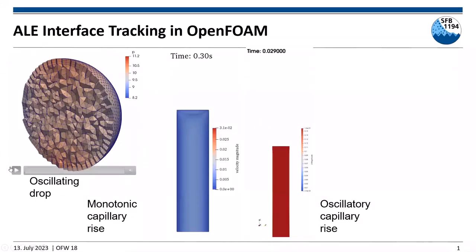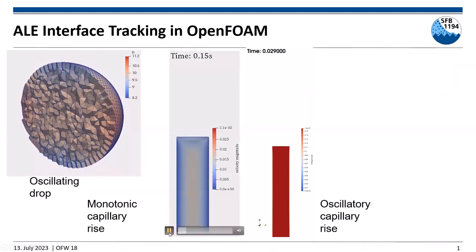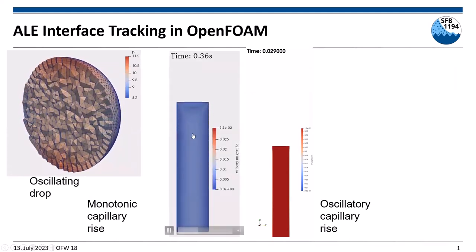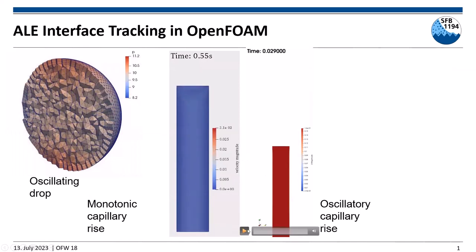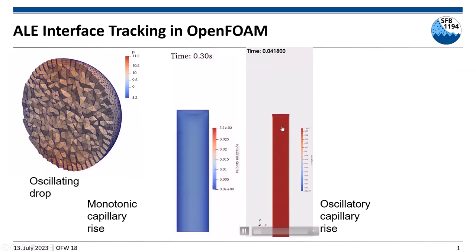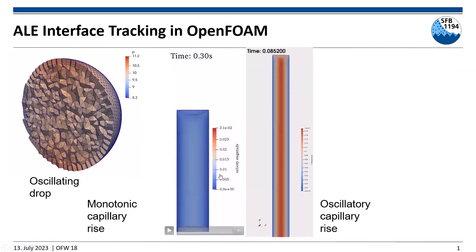Here we have the oscillating drop case, where we can see the mesh motion in the bulk and the quality is preserved. And here we have an example of a monotonic capillary rise case, which is also of interest to us. And a lot of other work is going on the oscillatory capillary rise case also. Here we have a constant contact angle. So these are some examples.